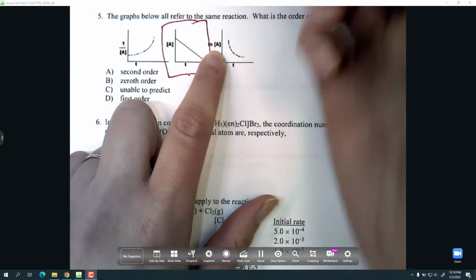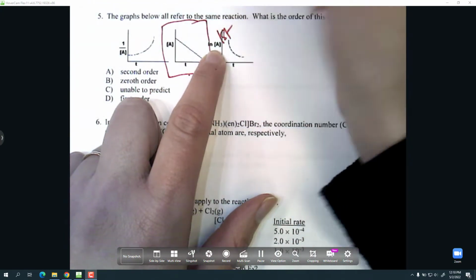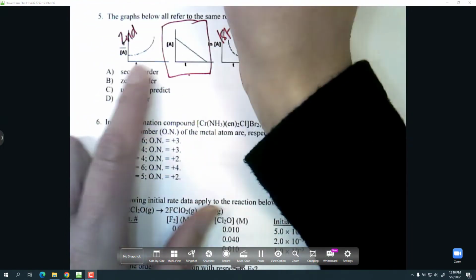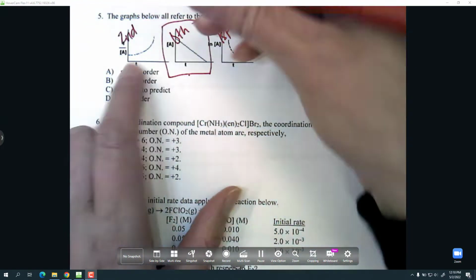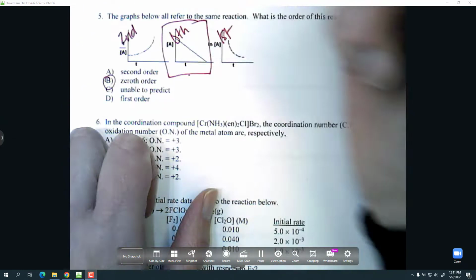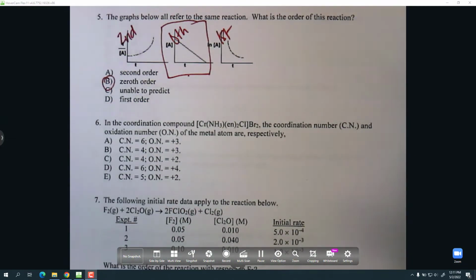So if it's natural log, that was a first order. This is the order we learned them in. 1 over was a second order, and then if it was just the concentration, that was a 0th order, and since that's the one that's a straight line, that's my answer. This is a 0th order reaction. Only one of them can be a straight line. Whichever one is a straight line, that tells you what it is.